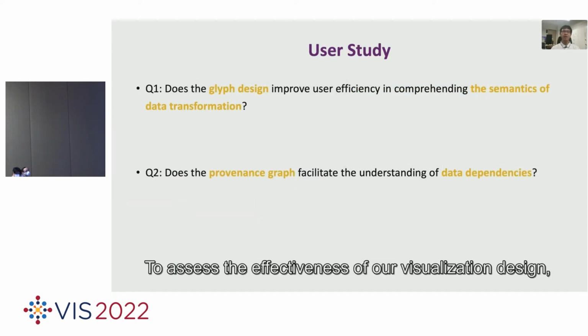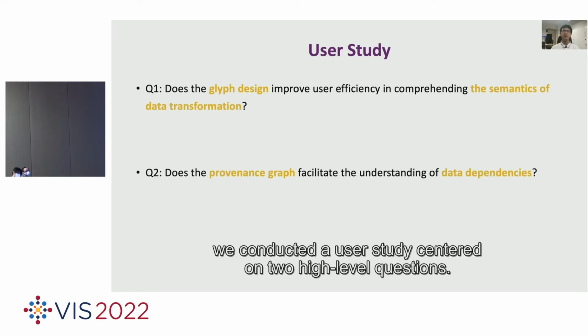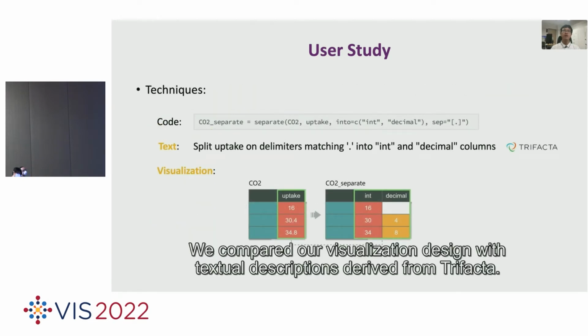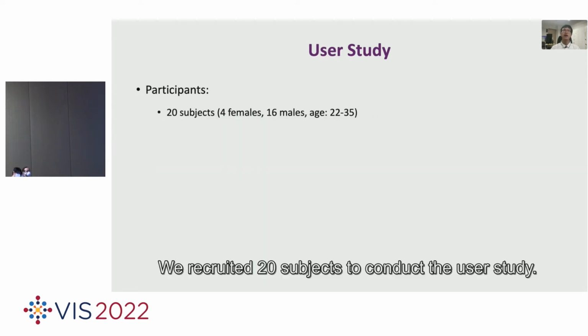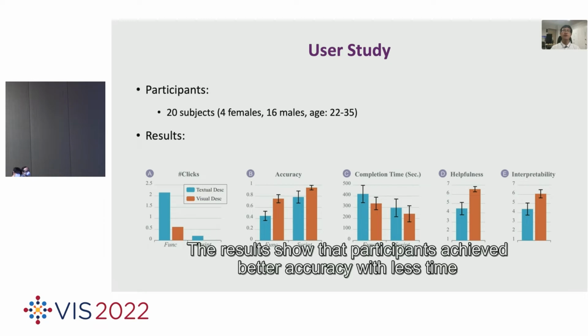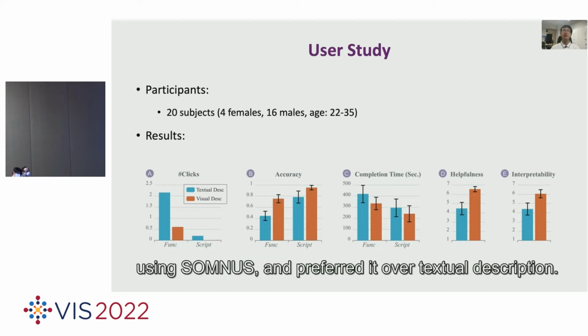To assess the effectiveness of our visualization designs, we conducted a user study centered on 2 high-level questions. We designed 5 function understanding tasks and 5 script understanding tasks to answer the questions respectively. We compared our visualization design with textual descriptions derived from Trifacta. We recruited 20 subjects to conduct the user study. The results show that participants achieved better accuracy with less time using SOMAS and preferred it over textual description.